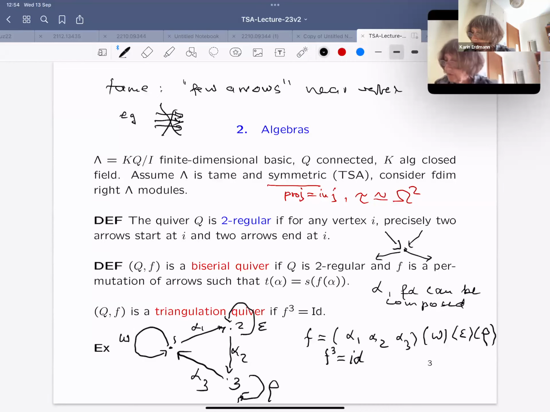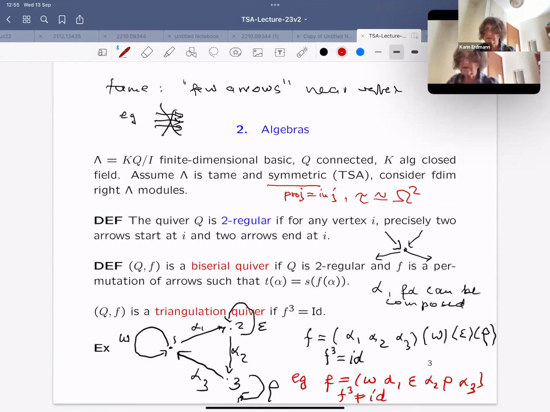However, if you take a different F, you could take F to be different. So you just take it as omega alpha 1, epsilon alpha 2, rho alpha 3. So this has then F to the 3 obviously not the identity. So this is not a triangulating quiver, but it still is a biserial quiver. Right, okay, so this is the ingredient.